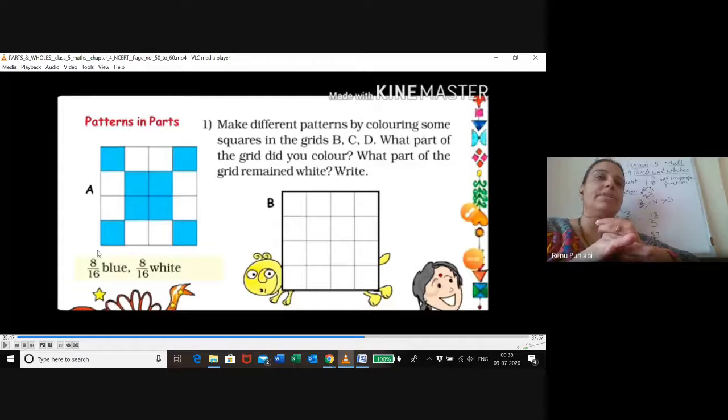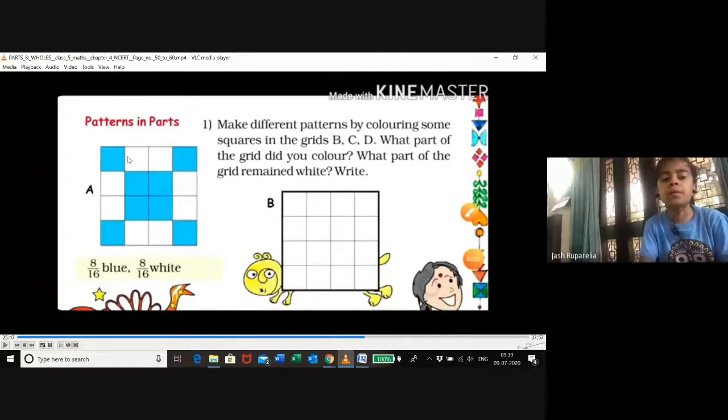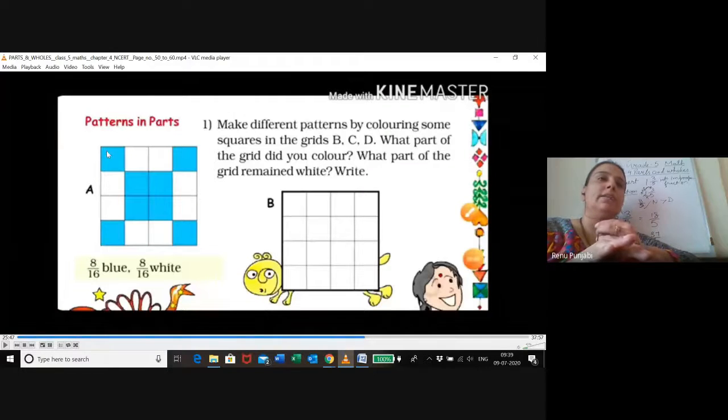And now they have written the fraction of this. So how many are the blue part and how many are the green part? Total parts are 1, 2, 3, 4, 5, 6, 7, 8, 9, 10, 11, 12, 13, 14, 15, 16. So total parts are 16, which will go to the denominator. And the fraction of blue part is, how many blue sections are here? 1, 2, 3, 4, 5, 6, 7, 8. Yes, so 8 upon 16.